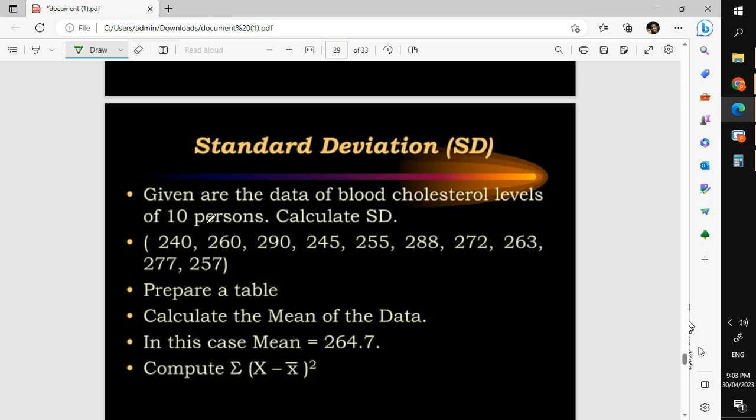Okay? For example, given are the data of blood cholesterol levels of 10 persons. Calculate the standard deviation. So here are their corresponding cholesterol levels. The steps are prepare a table, then calculate the mean of the data. You will be using the formula of the mean that we have discussed, no? And then in this case, the mean is 264.7. So we have assumed nga na-solve na ang mean. After that, you compute for the summation of x minus the mean squared. X is the corresponding values of your variable. This bar x is your mean.